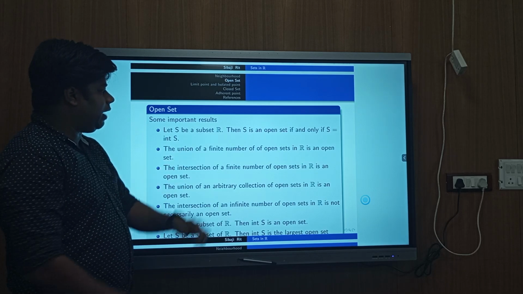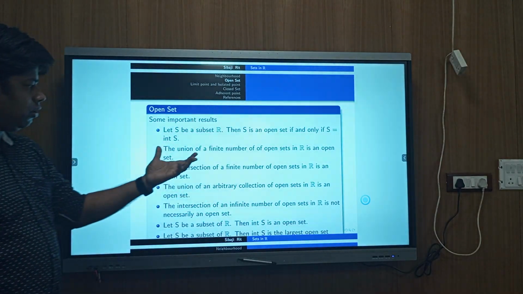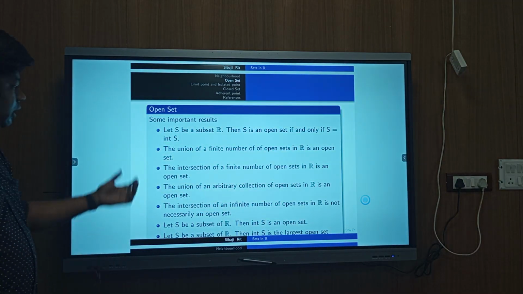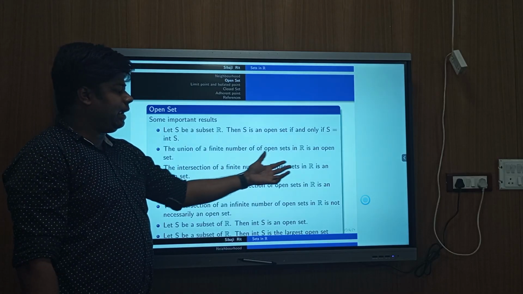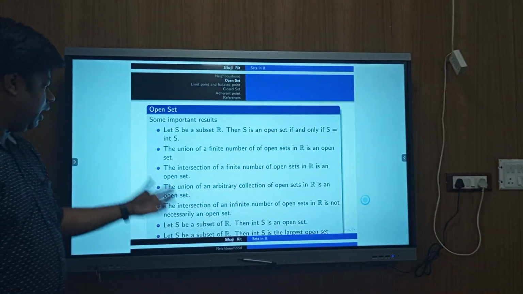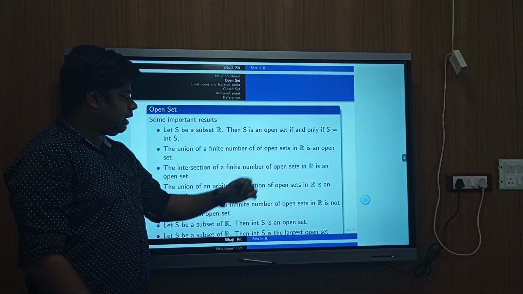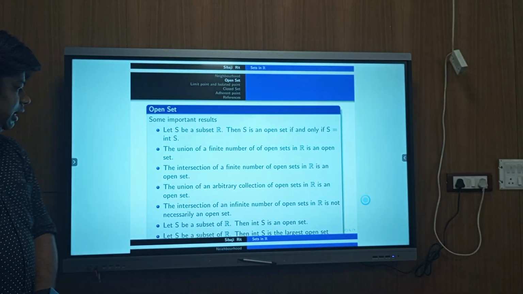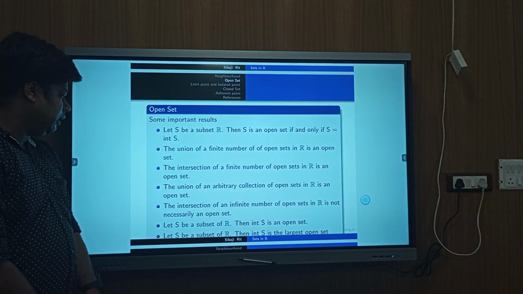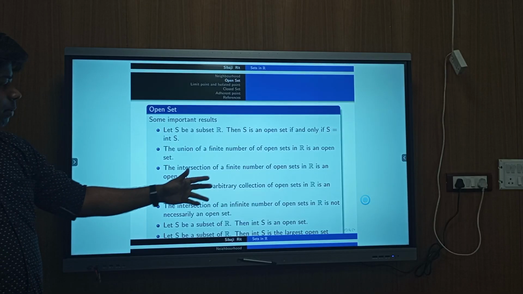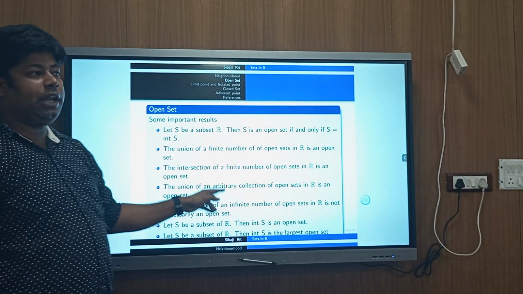The union of a finite number of open sets is always an open set. The intersection of a finite number of open sets in R is an open set. The union of an arbitrary collection of open sets in R is an open set. The intersection of an infinite number of open sets may not be open.